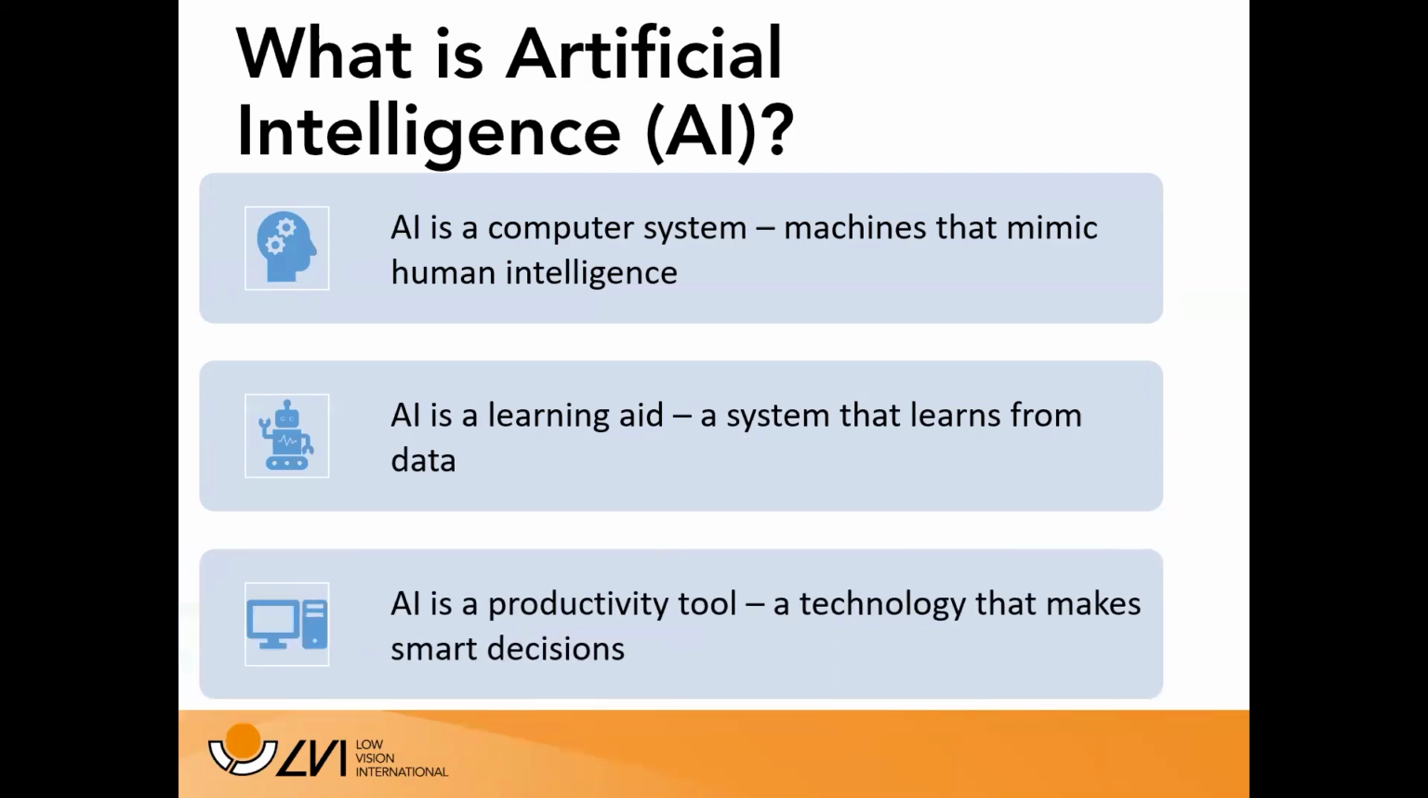The third one is a little picture of a computer monitor and more of a computer tower. So AI is a productivity tool, a technology that makes smart decisions. As AI interacts with the user and interacts with data, it learns and it improves its decision-making performance and its ability to improve outcomes and make smart decisions.